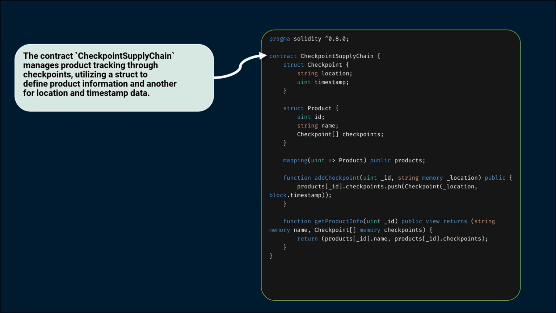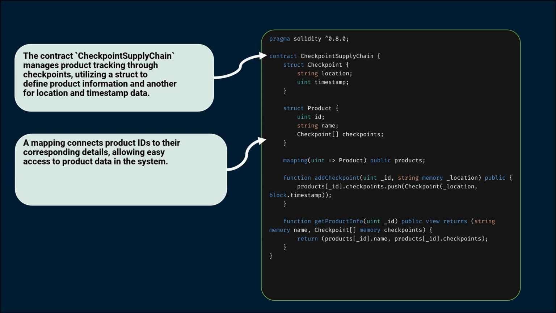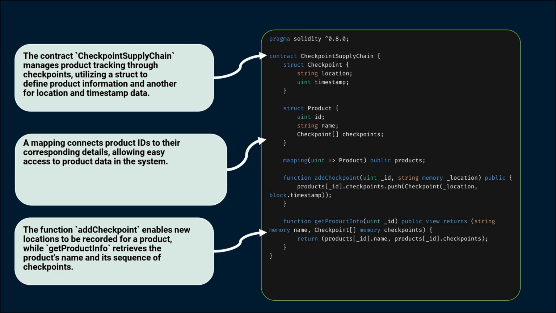In this contract, we define a checkpoint structure that holds the location and timestamp of a product as it moves through different points in the supply chain. This allows us to create a detailed record of where a product has been and when it reached each checkpoint, enhancing traceability. We also introduce a product struct that consists of an ID, name, and an array of checkpoints. This setup allows each product to have its own unique set of location data, creating a comprehensive history for anyone who needs to reference it.